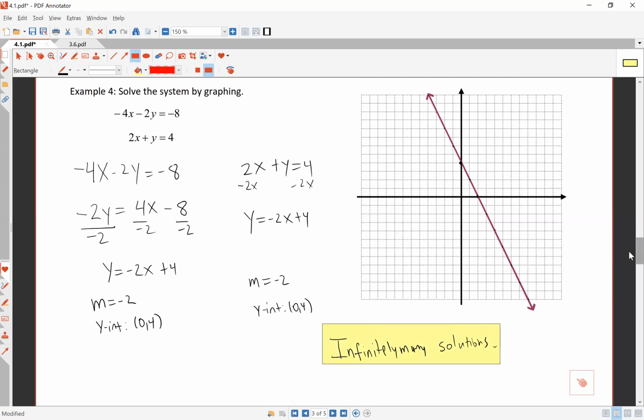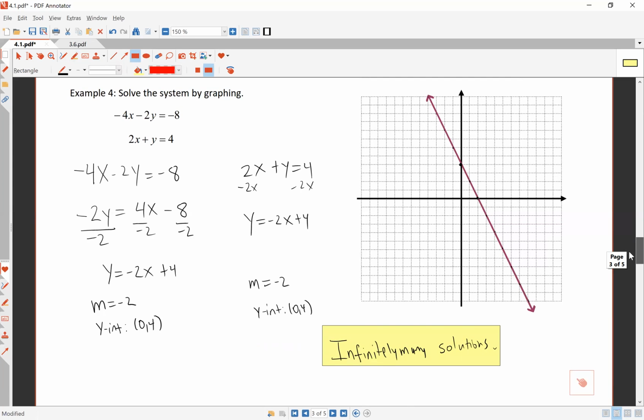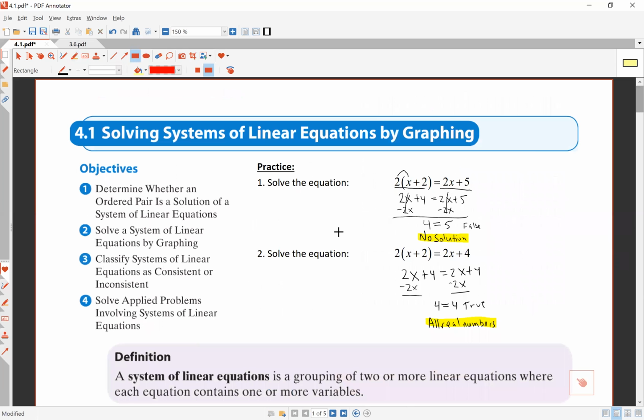This concludes the video for section 4.1, solving systems of linear equations by graphing. Objective 2, solve a system of linear equations by graphing.